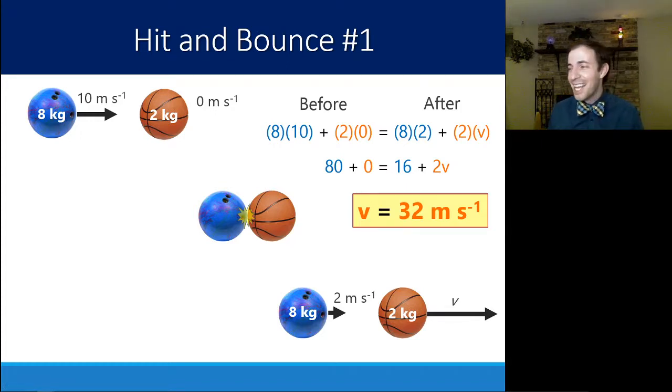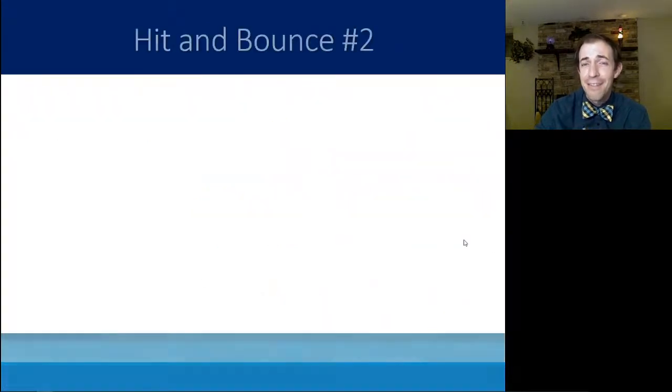So that is a ton of velocity that the basketball gained. But in the process, your overall momentum is still 80. Just 8 times 2 plus 2 times 32 will give you a total of 80, just like 8 times 10 plus 2 times 0 equal to 80. In this scenario, both of these velocities are always moving to the right, so everything was positive. But that doesn't have to be the case.